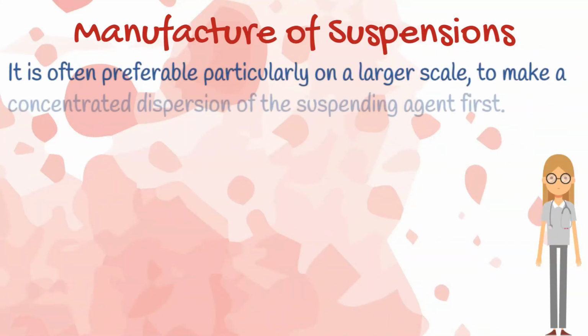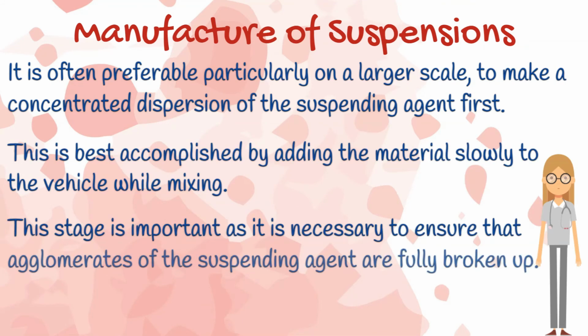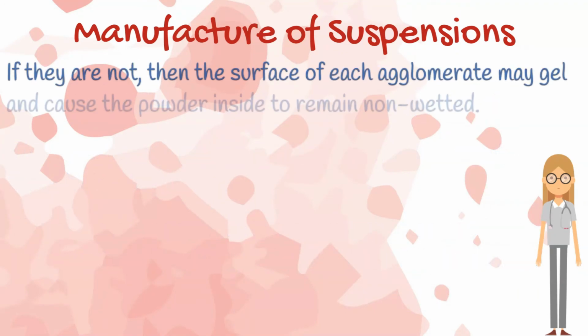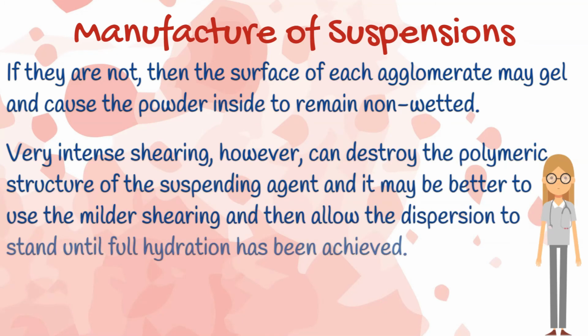It is often preferable, particularly on a larger scale, to make a concentrated dispersion of the suspending agent first. This is best accomplished by adding the material slowly to the vehicle while mixing. This stage is important as it is necessary to ensure that agglomerates of the suspending agent are fully broken up. If they are not, then the surface of each agglomerate may gel and cause the powder inside to remain non-wetted.